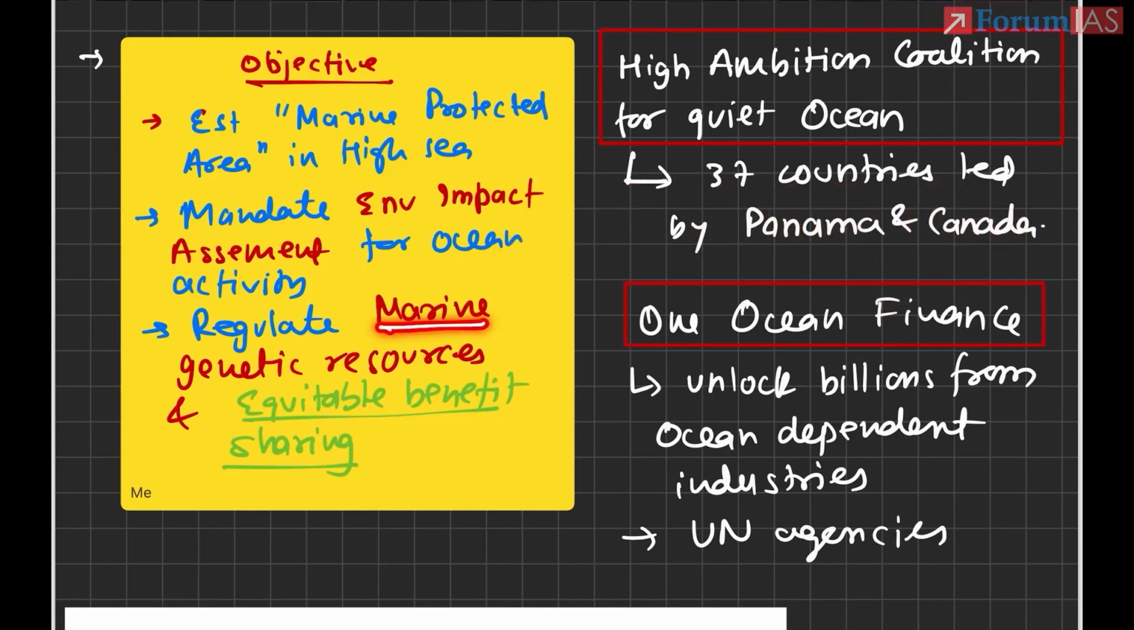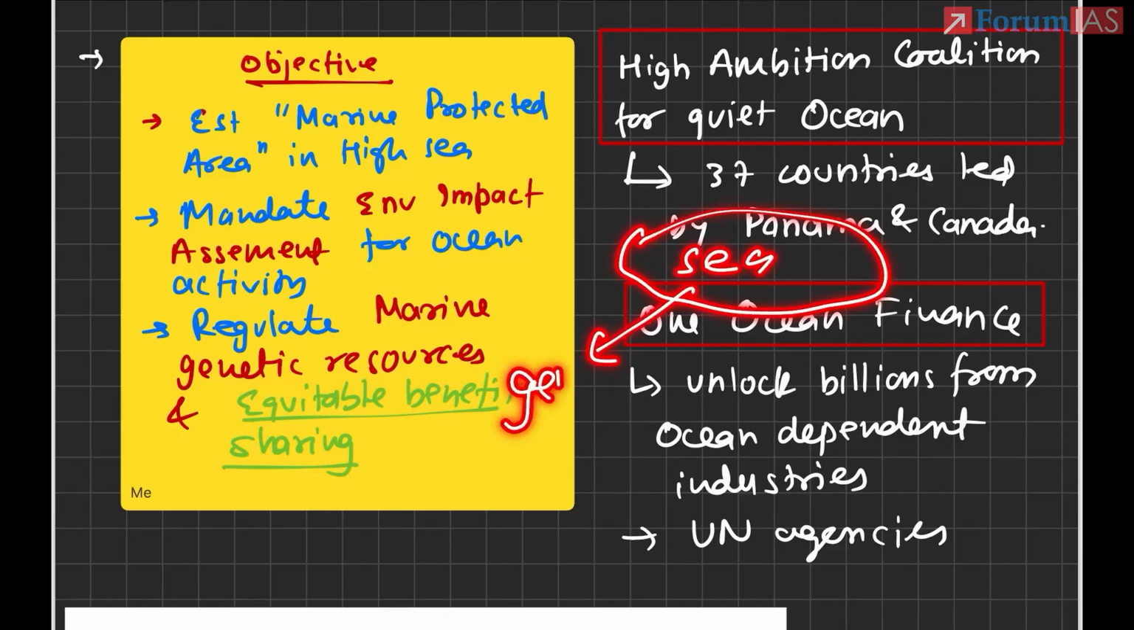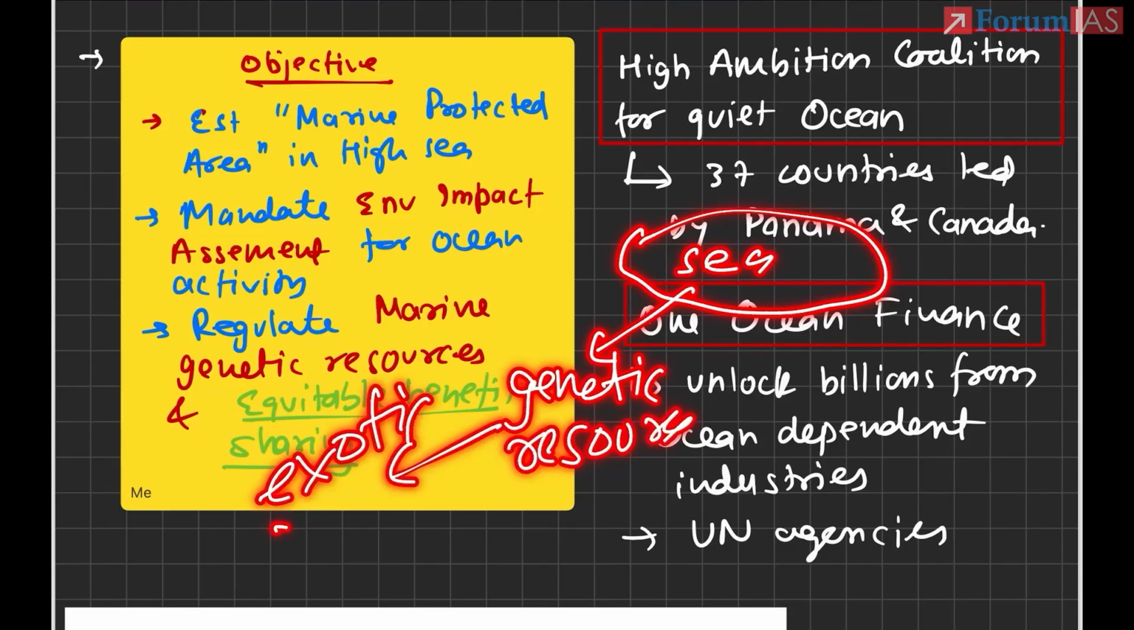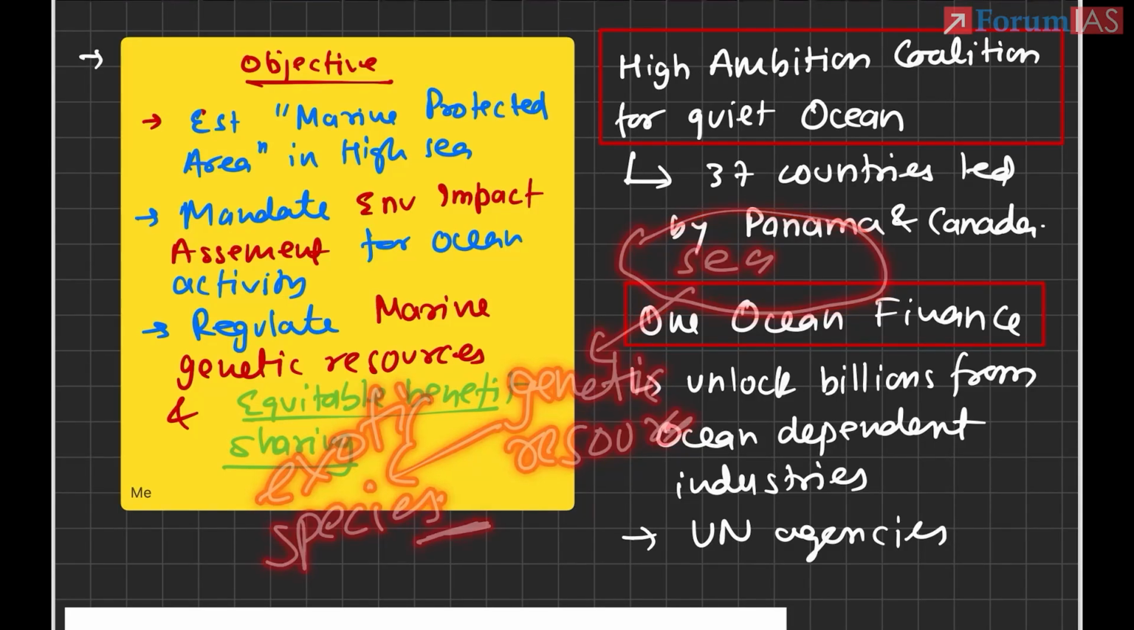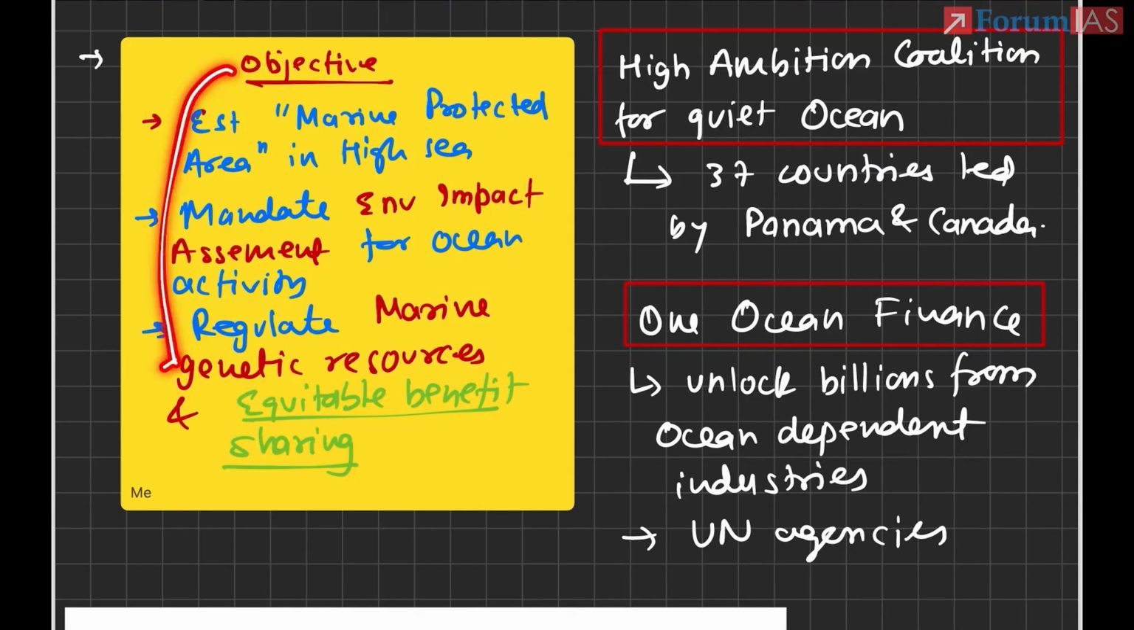It will regulate marine genetic resources. In the sea, there are a lot of genetic resources. There are exotic species. So this High Seas Treaty is also about regulating these resources and sharing the benefits coming out of them, how to share them between all the countries equitably.